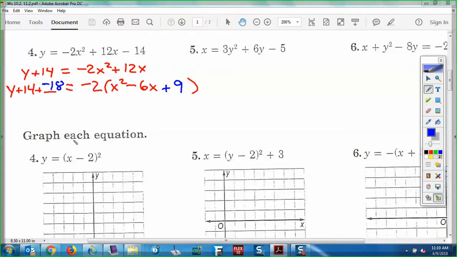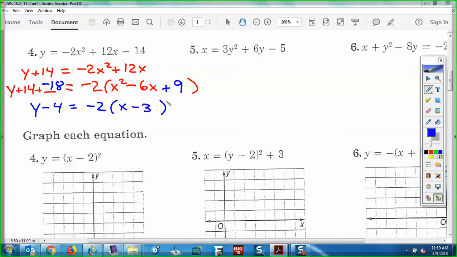-18. Okay, because what we did here is we added a 9 so we could complete the square, but because the -2 was outside there, we actually added a -18 to that side. Okay, and so we need to put a -18 to this side. So this side ends up being y minus 4. This side is -2, and then the parentheses is what?